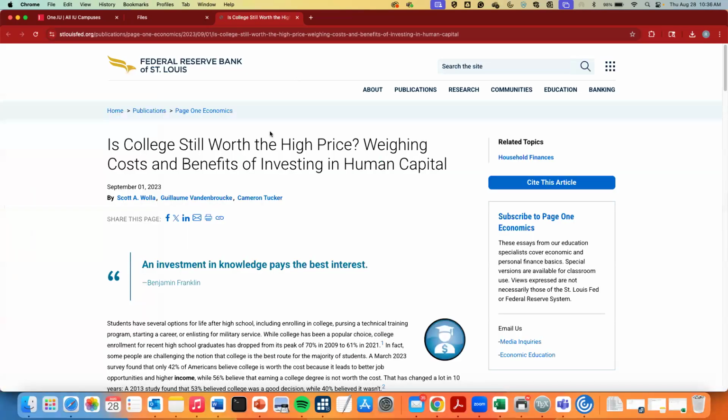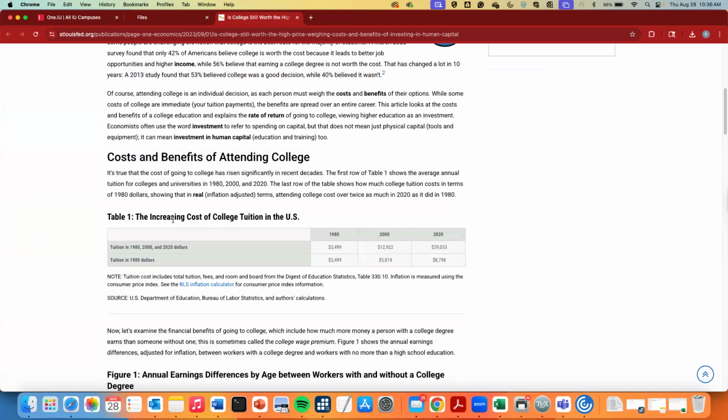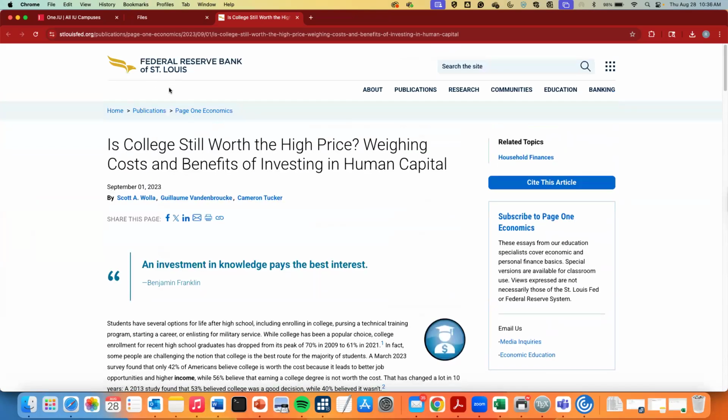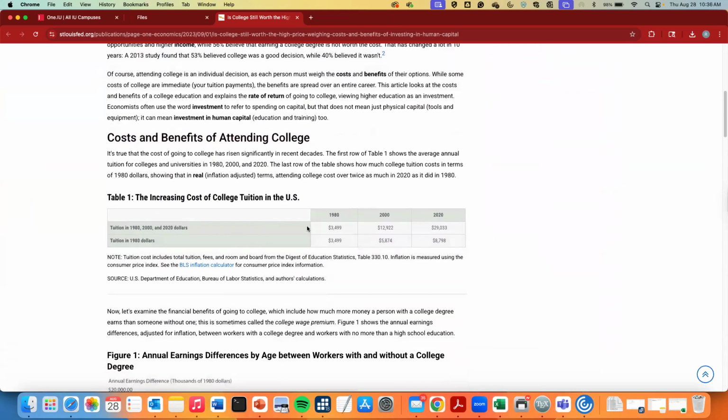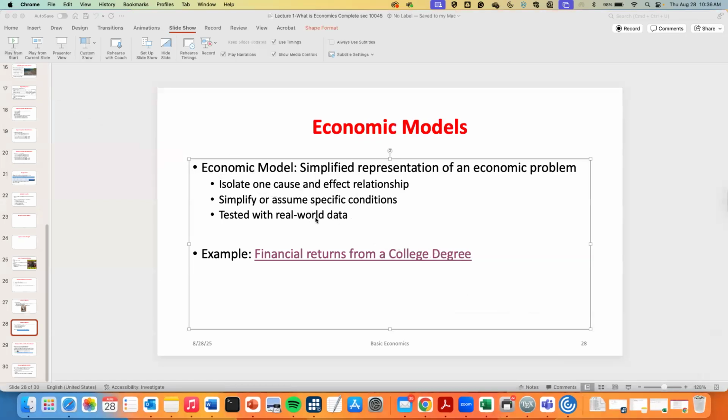So I put up a little link here. This is what the Federal Reserve Banks do. It's an economic organization, kind of government, but they do a lot of econ research. Say you're looking at the increasing cost of tuition and whether or not college is actually worth it. You have this model where you want to know the impact of a college degree: how much more money can I expect to make over a lifetime? That's going to help me give a valuation, or the marginal benefit, of a college degree.